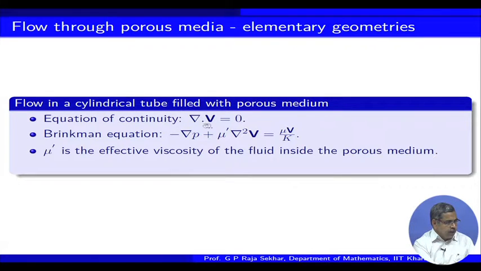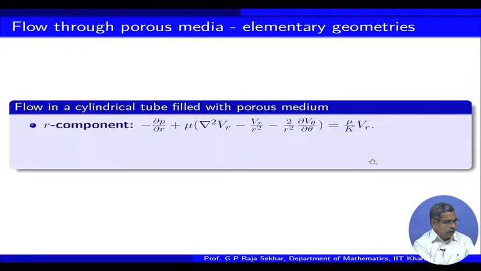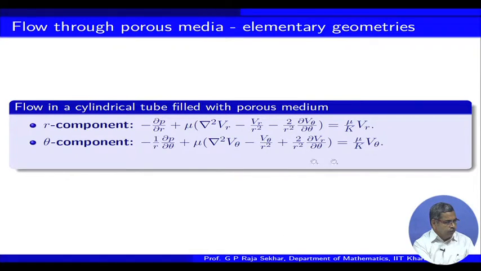So, these are the same: this is the equation of continuity, then the Brinkman equation, and we consider effective viscosity equal to the dynamic viscosity. Now, in a cylindrical coordinate system, we have listed the corresponding component form. Okay. So, the Laplacian on V r should be understood in terms of the r, theta, z coordinate system, and this is the damping term.